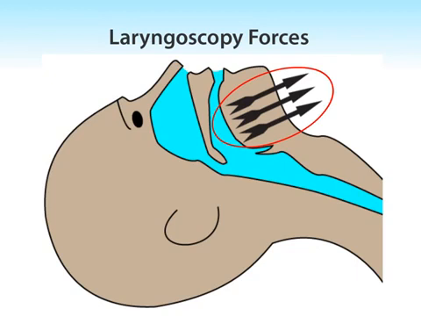To effectively intubate, position in a way that aligns the axes. Then, with either a straight or curved blade, joust with a vector of force similar to the arrows shown here.